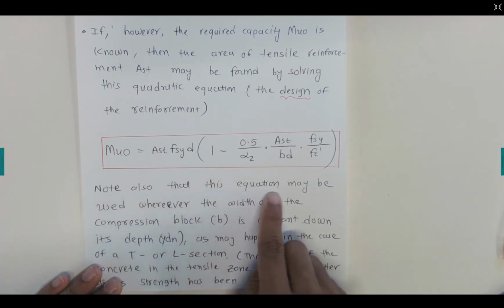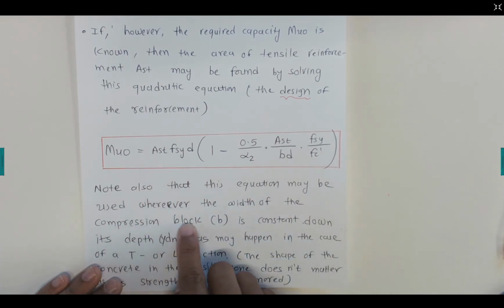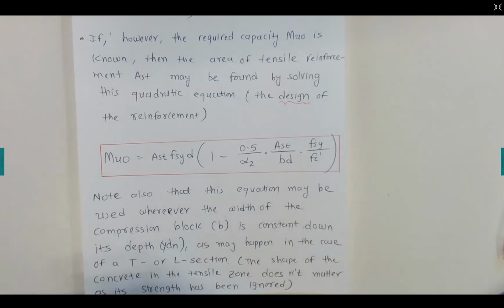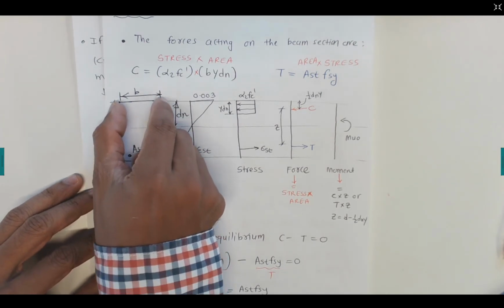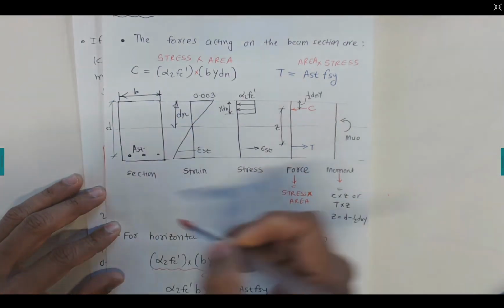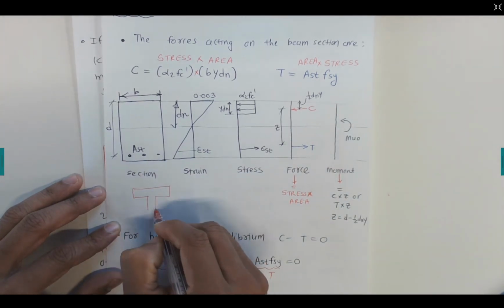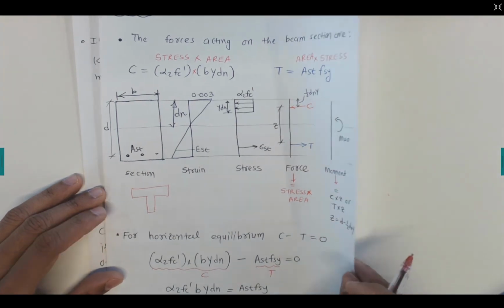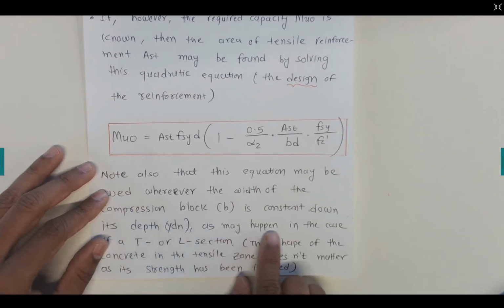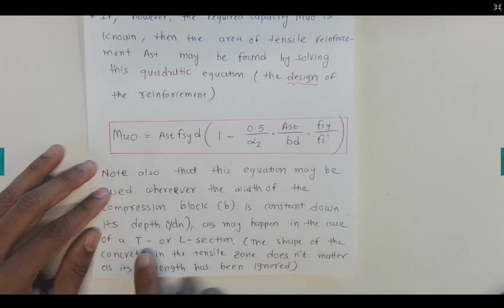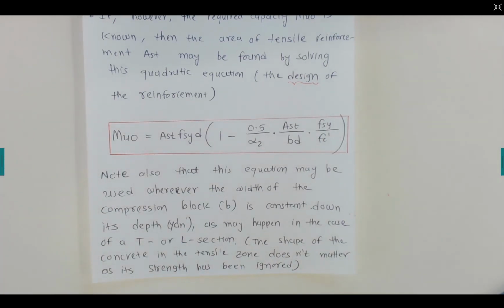Some notes: this equation may be used whenever the width of the compression block b is constant down its depth gamma dn. What does it mean? This width b of the cross section should be constant. It should not be a T section or L section, or any case where you have different cross sections. So this equation applies only for a constant width, which may not be the case with T and L sections. The shape of the concrete in the tensile zone does not matter, as its strength has been ignored. So it's just a quick video on the calculation of moment capacity of the under reinforced beam section. Thank you.